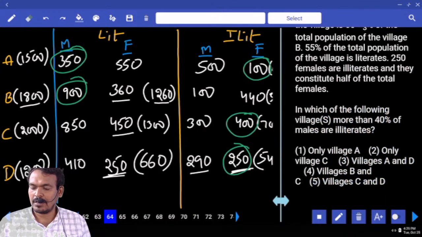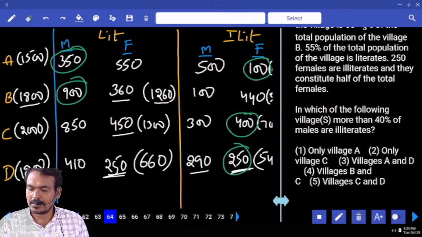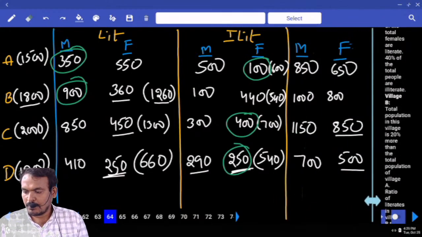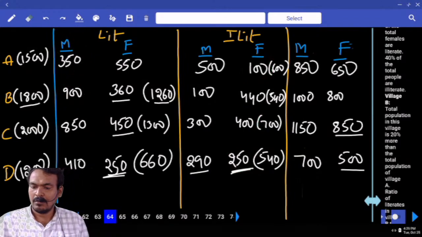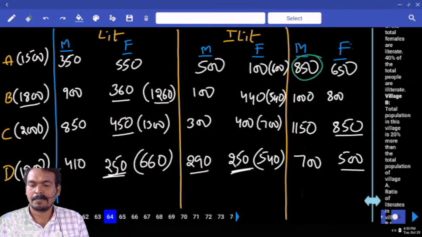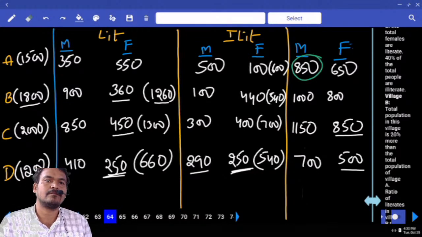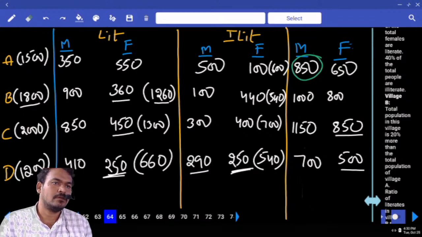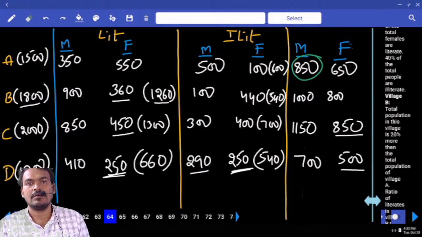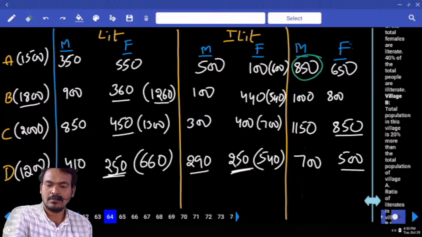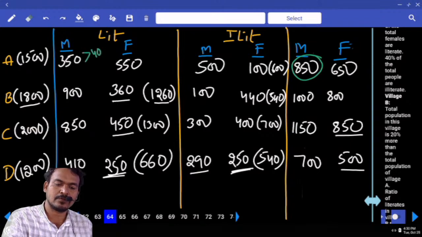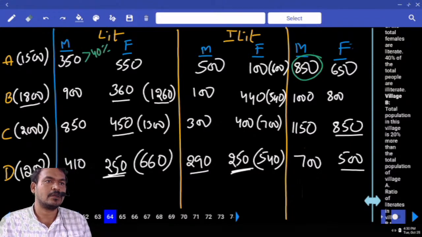Next, 64. In which of the following villages more than 40% of the males are illiterate or not? Okay. More than 40% or less than 40%? More than 40%. What are the total males in village A? 850. What is the 10% of 850? 85. 20%? 170. 40%? 340 or not? It is greater than 40%. Greater than 40% or not?